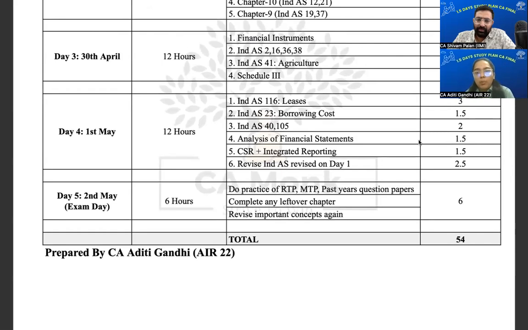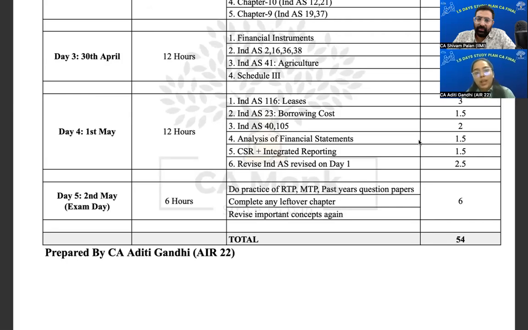CSR and integrated reporting, again they are theory chapters, and questions come in the exam. It came in November 22 also. Like integrated reporting, there are back questions, cover that only. CSR only theory questions, it may come in the exam. So the syllabus is completed, but we still have time.